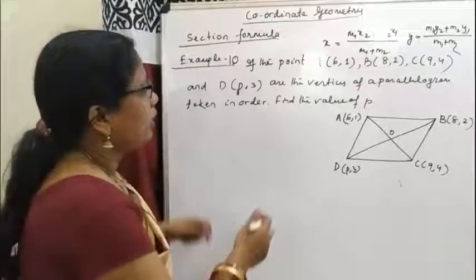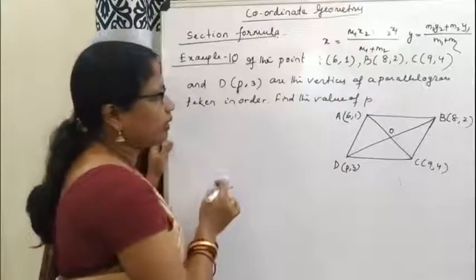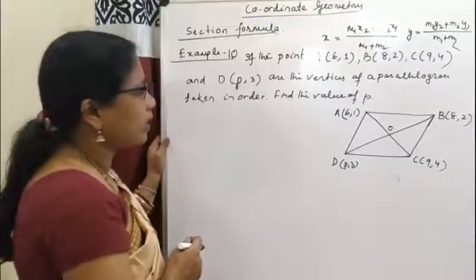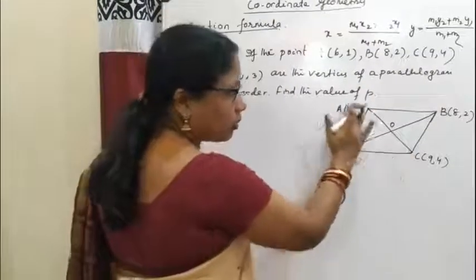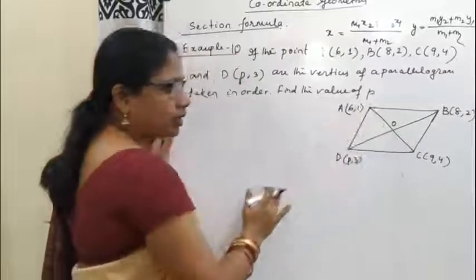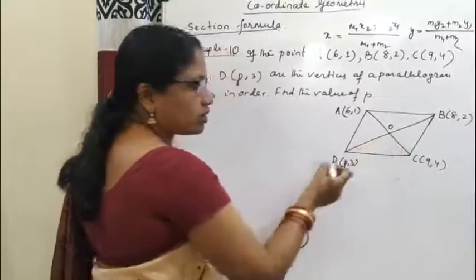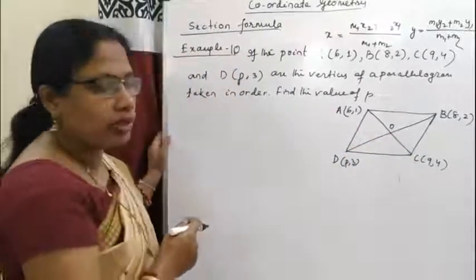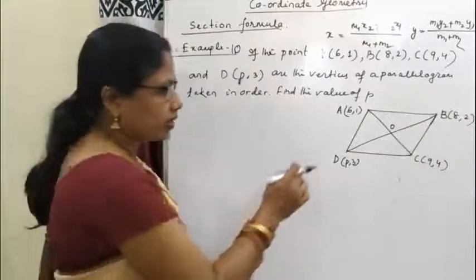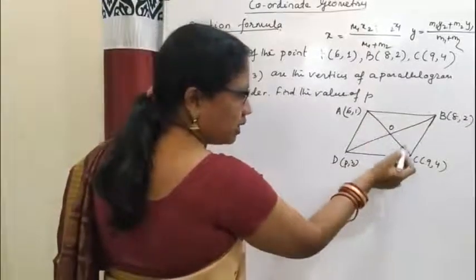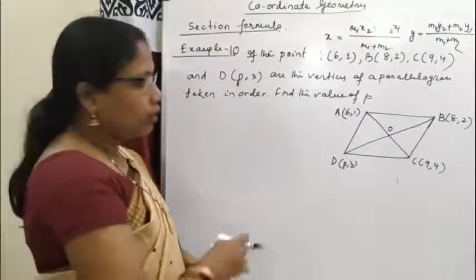Next example, if the points A(6,1), B(8,2), C(9,4) and D(P,3) are the vertices of a parallelogram taken in order, find the value of P. Here I have drawn the parallelogram and all the vertices have coordinates written here. I have drawn the two diagonals and the diagonals intersect each other at point O. We know from the properties of a parallelogram that the diagonals bisect each other. That means O is the midpoint of AC and O is also the midpoint of BD. So by using this property we will find P.